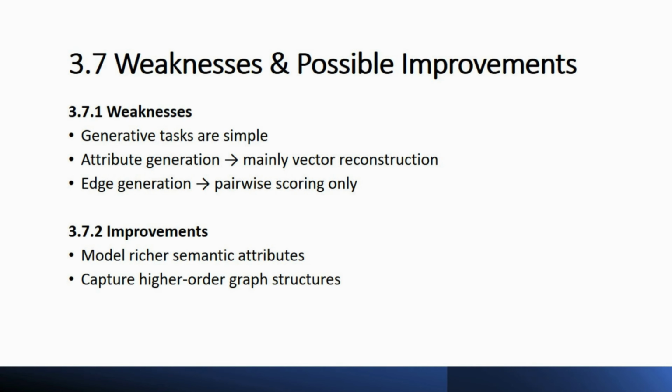Improvements include designing attribute generators that can model richer semantic information, such as text or multimodal inputs. Also, expanding edge generation beyond pairwise scoring to capture higher-order structures could further improve the model's expressiveness.